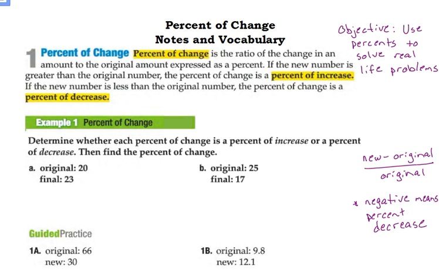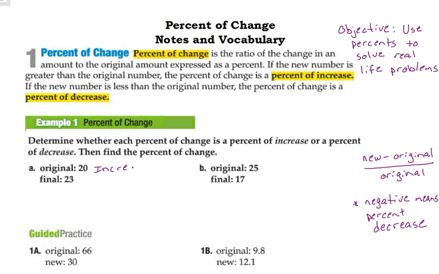So again, let's go ahead and look at example 1. Again, first we have to determine whether each percent of change is a percent of increase or a percent of decrease, and then find the percent of change. The increase and decrease, all we have to do is look at this. We have a higher final than we do an original, so we know that this is going to be an increase.